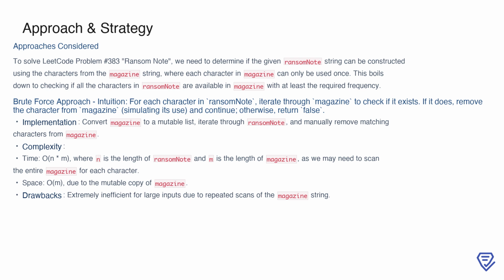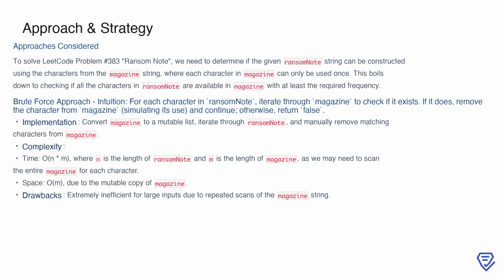To solve the ransom note problem, the goal is to determine if the ransom note string can be constructed using characters from the magazine string, keeping in mind that each character in magazine can only be used once. This essentially means we need to verify if all characters in ransom note exist in magazine with at least the required frequency. A straightforward way to approach this would be the brute force method. The idea here is to iterate through each character in ransom note and check if it exists in magazine. If the character is found, we remove it from magazine to simulate its usage and continue checking the next character. If any character in ransom note is missing, we return false.